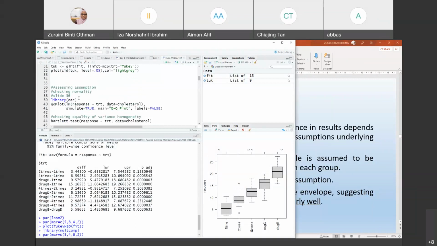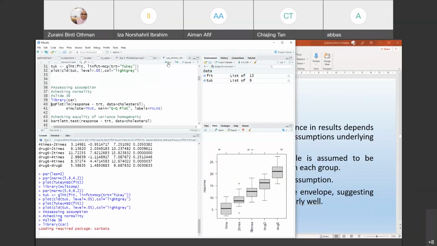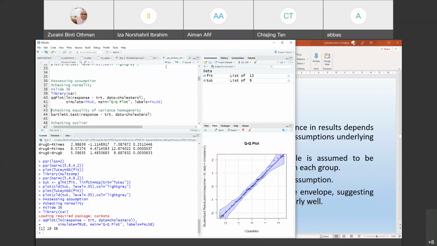Here we call the library car. If you can't call the library car, please install the package car first. And here is the QQ plot for the linear model response. This is trt for the response, and our data is from the cholesterol table. Okay, and this is the QQ plot.